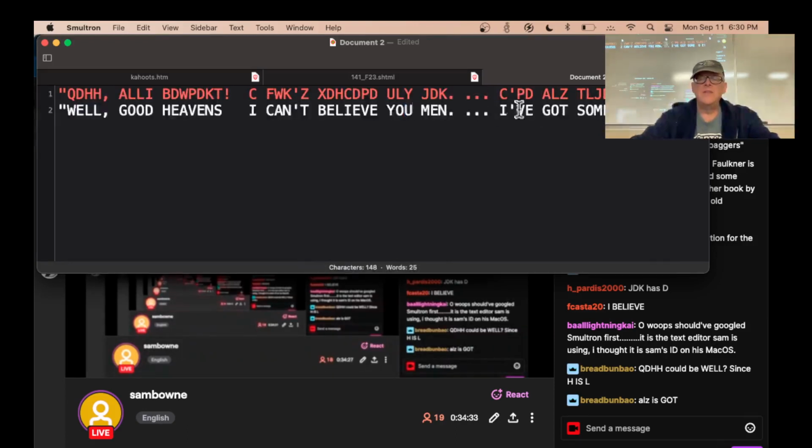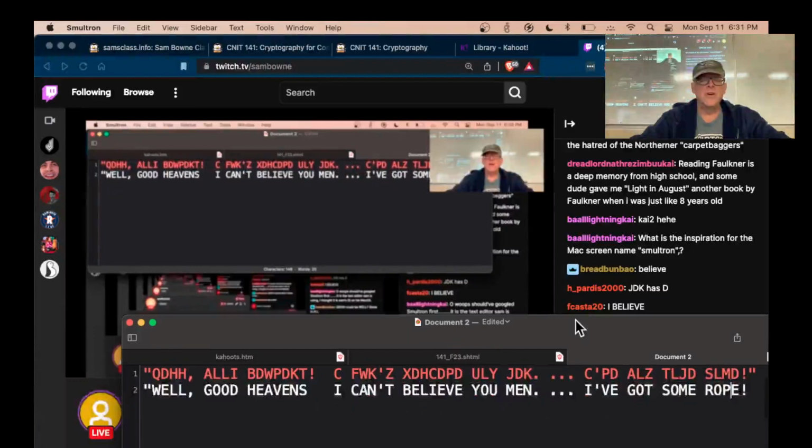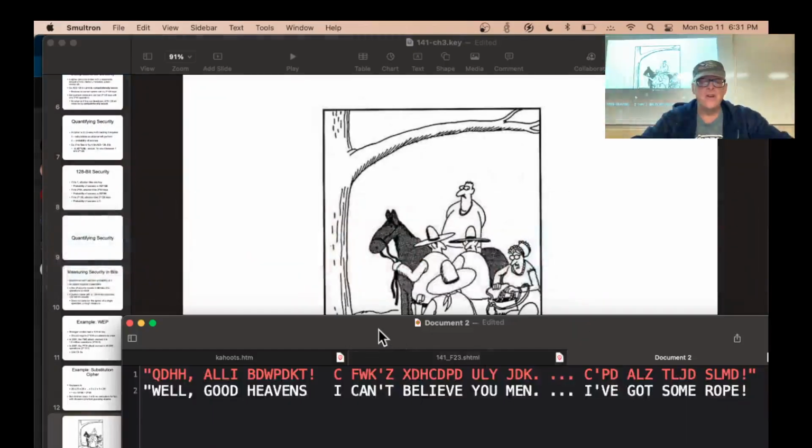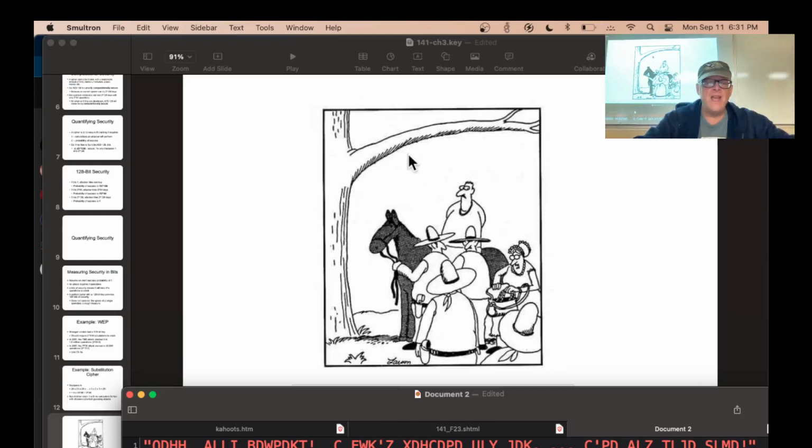And this one is rope, which you can tell from the actual cartoon, which is another clue, of course. If you bring back the cartoon and put this here, that's the point. They're trying to hang this guy, and she's brought the rope. I can't believe you men, I've got some rope. So anyway, that's what you do. This is the process where children can do this.